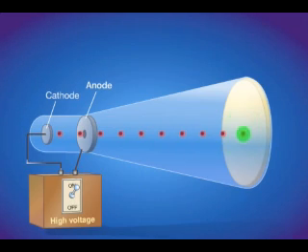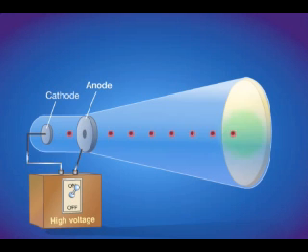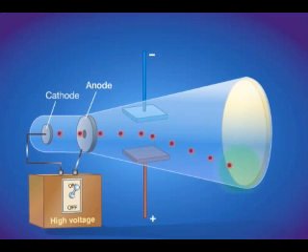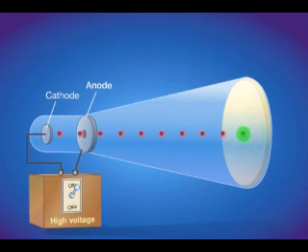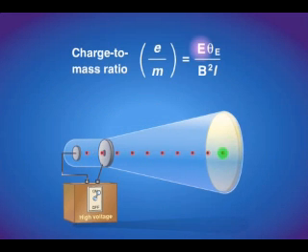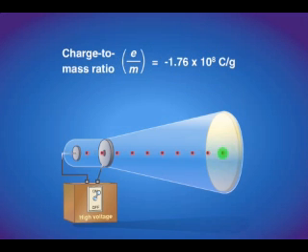In 1897, J. Thomson, an English physicist, determined the charge-to-mass ratio of an electron. He adjusted the electric field so that the electrostatic deflection, θE, was the same as the magnetic deflection, θB, and was able to calculate the charge-to-mass ratio of an electron using the following equation, where E is the applied electric field, θ is the angle of deflection, B is the applied magnetic field, and L is the distance traveled by the cathode rays. Thomson determined the charge-to-mass ratio of an electron to be -1.76 × 10⁸ coulombs per gram.